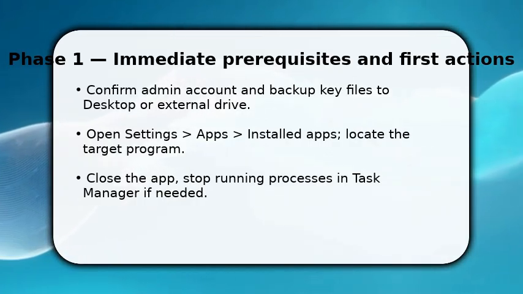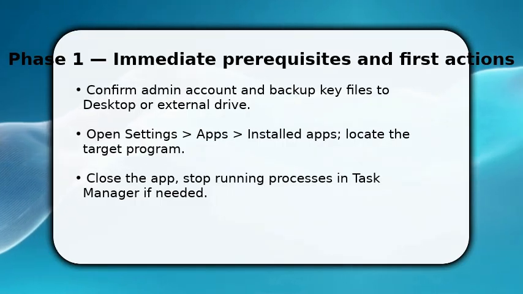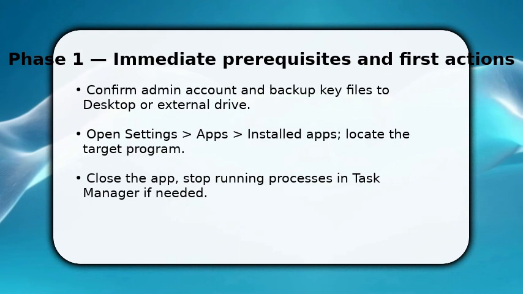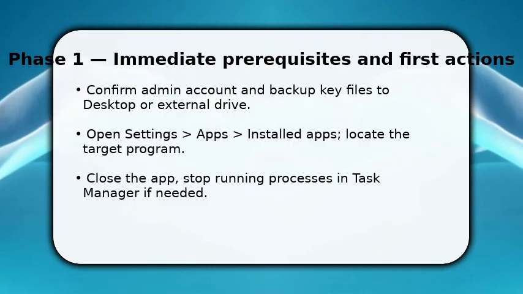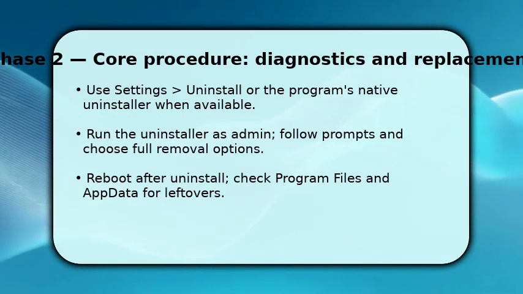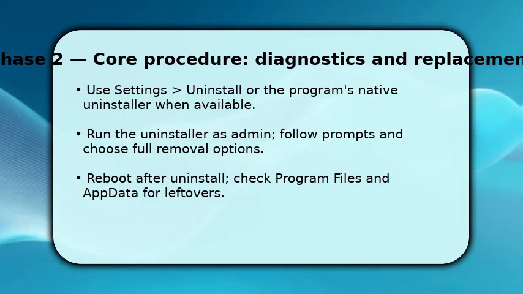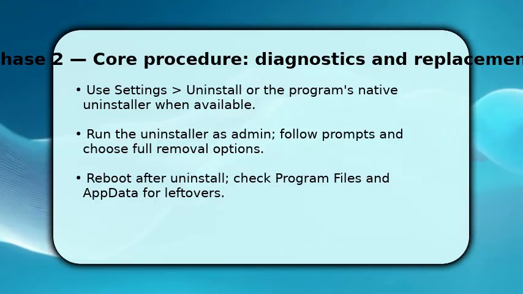This prevents locked files during removal and lets the uninstaller run cleanly, so you avoid partial uninstall residues that cause later errors. Once done, click Uninstall from Settings or run the program's own uninstaller, and make sure to right-click and run as administrator when prompted. Follow prompts, choosing full removal or custom options to delete user data and registry entries if offered.